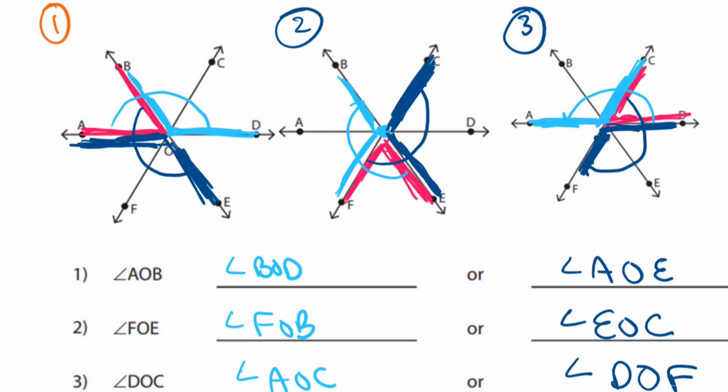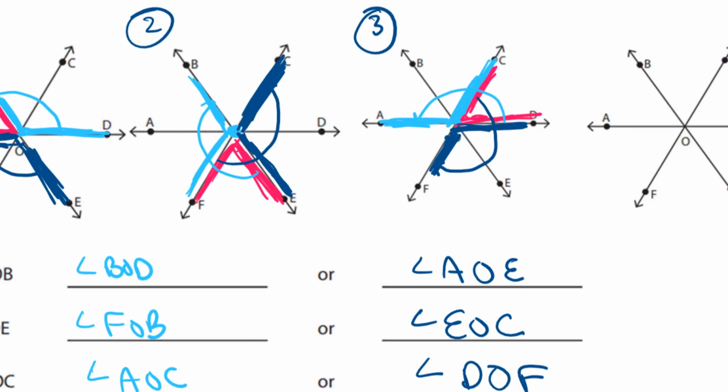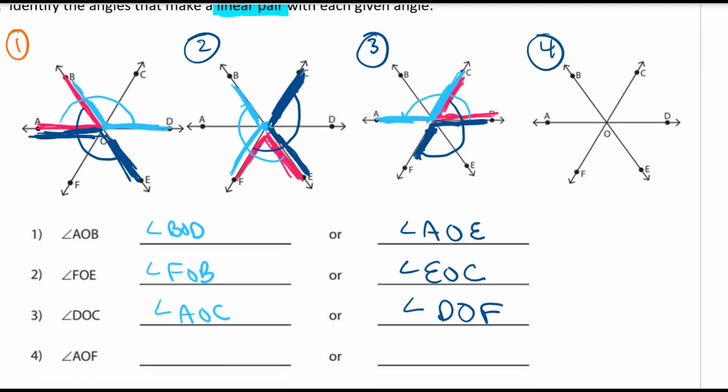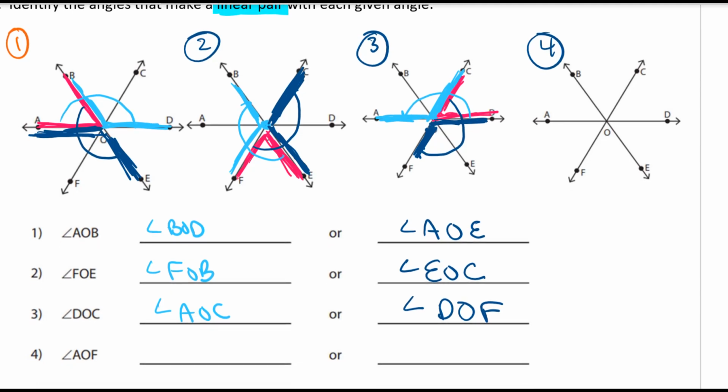And then lastly here, in example number 4, let's slide it over a little bit so you can see that. Now we're looking at angle AOF. All right, so where's A, where's O, where's F? Let's notice that. A's here, O goes into the middle, and then F shoots out there.